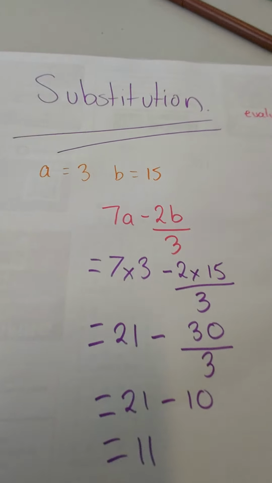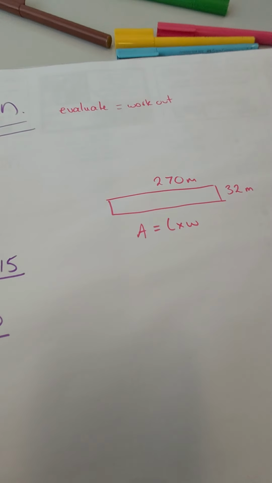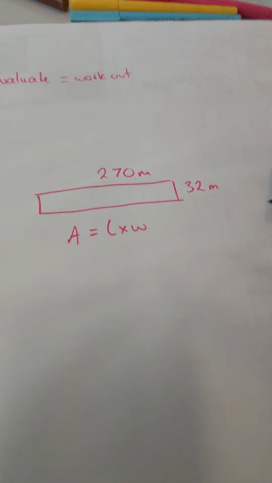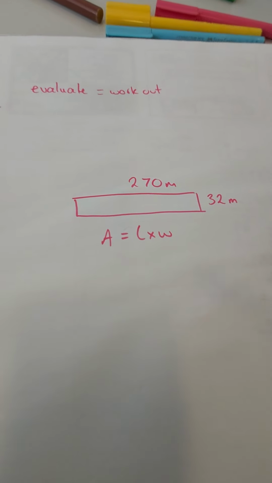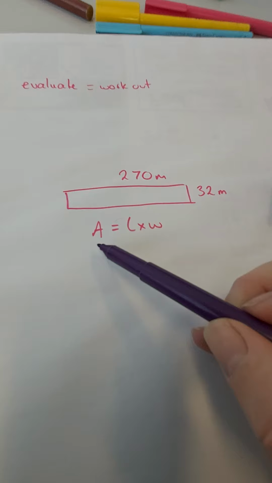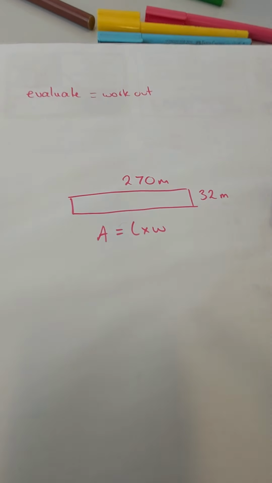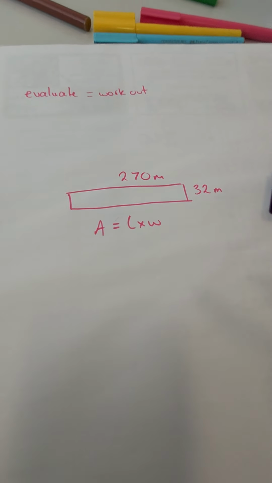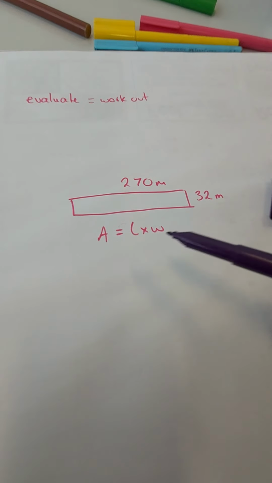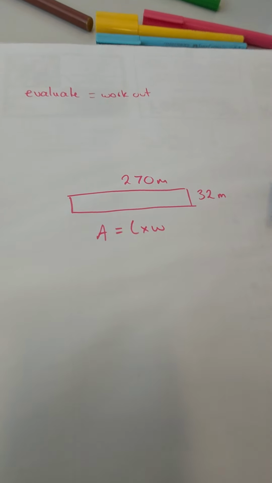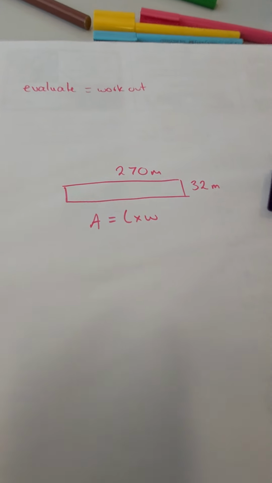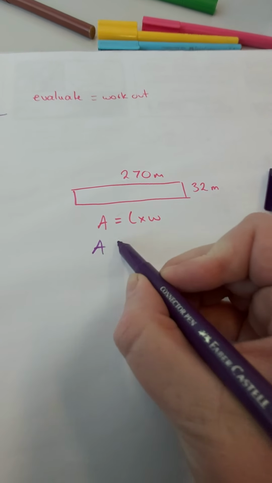So the next question we're looking at has finding the area of a rectangle, and what an attractive rectangle this is. We all know that the formula for the area of a rectangle is area equals length times width. So we need to find what those are going to be substituted in as. You guys have done this a lot before and you've never thought of it as algebra or substitution, but that is exactly what it is.